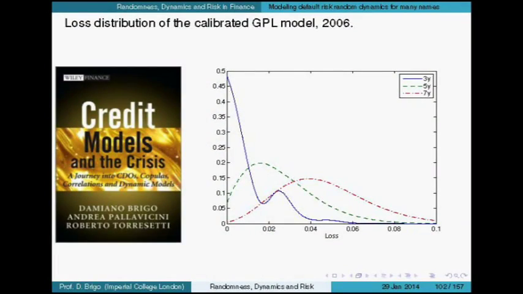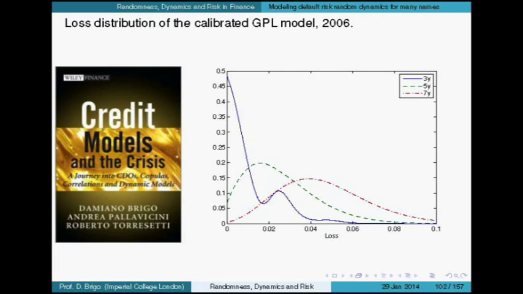So I can show you actually, this was collected in this book called Credit Models and the Crisis. You can see the loss distribution. This is a probability distribution for how much you can lose in your portfolio. It's coming from a collateralized debt obligation, a so-called CDO, but that doesn't matter.